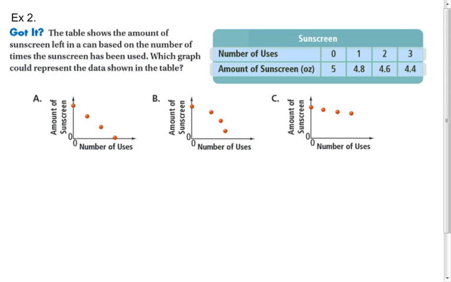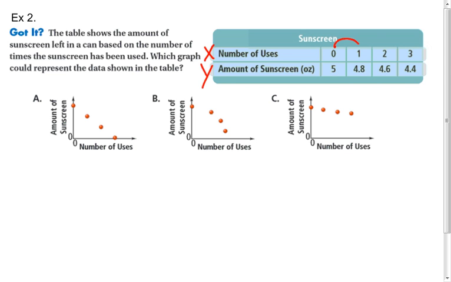Example 2, the table shows the amount of sunscreen left in a can based on the number of times the sunscreen has been used. Which graph could represent the data shown in the table? So we said in the first screen of notes that a graph and a table can both tell you information at the same time. So let's look and see what's happening up in the table. So we're going to say that the number of uses, that's our x variable. The amount of sunscreen, that's our y variable. Okay? What's happening as I go from one x value to the next?